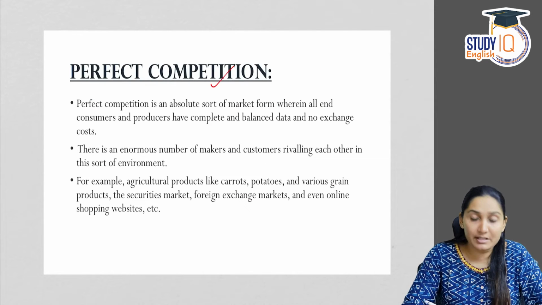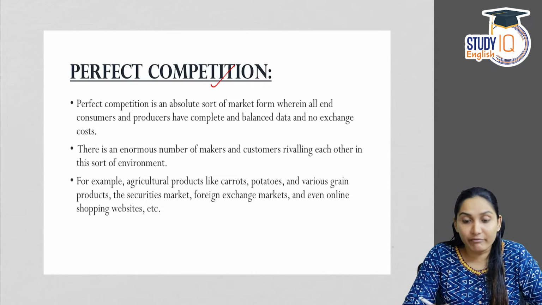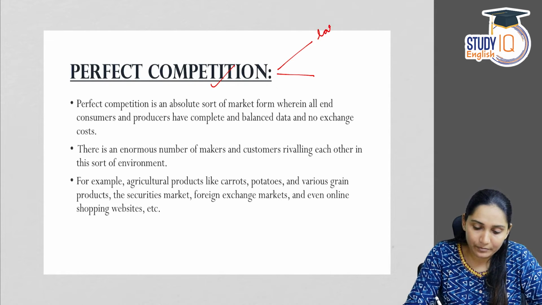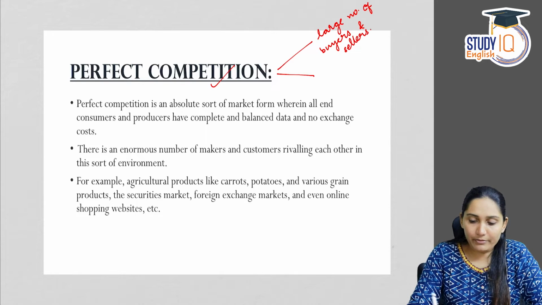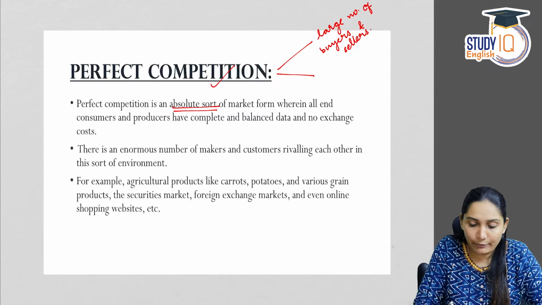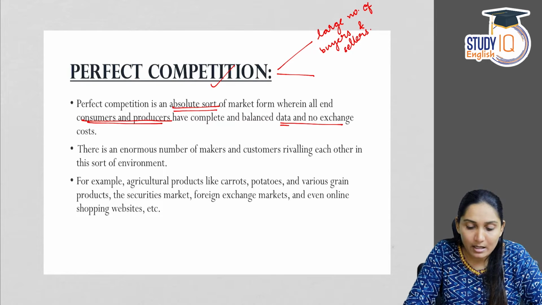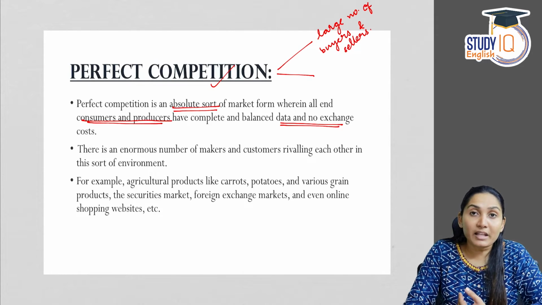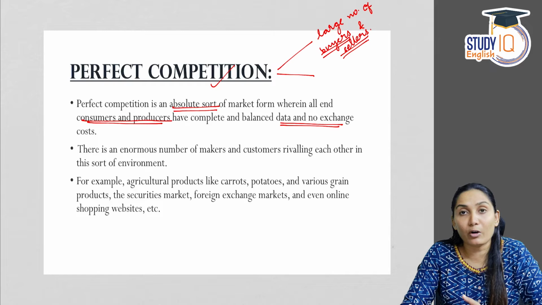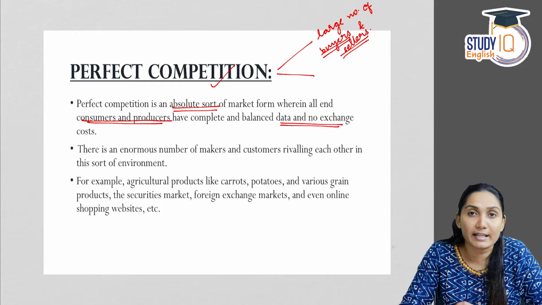Next is perfect competition, which is considered to be the ideal market structure. Perfect competition is a market where there are a large number of buyers and a large number of sellers. It is an absolute sort of market form wherein all end consumers and producers have complete and balanced data and no exchange cost. So nobody can have a monopoly or no seller can determine the price. The price is determined by the market based on the demand and supply conditions.